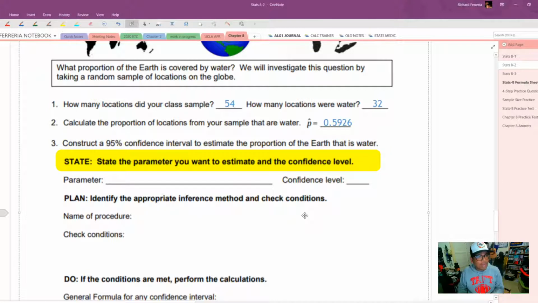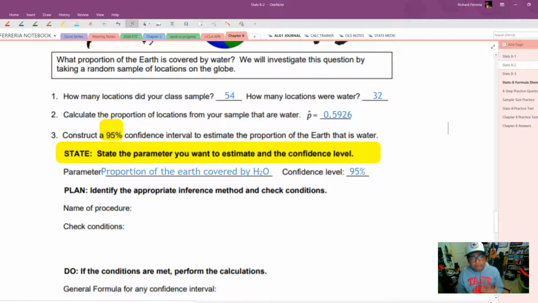Well, what is the parameter? So we need to state that we're looking at the proportion of the Earth covered by water. We also need to state the confidence level. Confidence level is usually pretty easily found. It's 95% in this case. And that's it for state. We just need those two things, and we're going to do those two things consistently every time we do a confidence interval. What is the parameter? What is the confidence level?